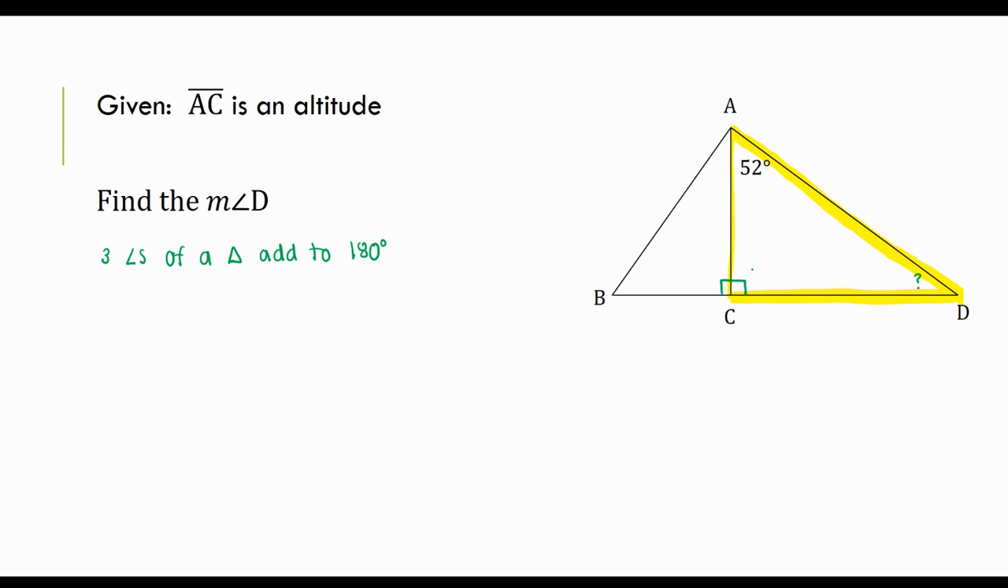And so because I know that I have a right angle, which is 90 degrees, and I have a 52-degree angle, I can then subtract both of those from 180, and that will get me the measure of angle D. So 180 minus 90 minus 52 is going to get us our answer. Well, 180 minus 90 is just 90, but 90 minus 52 tells us that we have a 38-degree angle, and that's our answer.